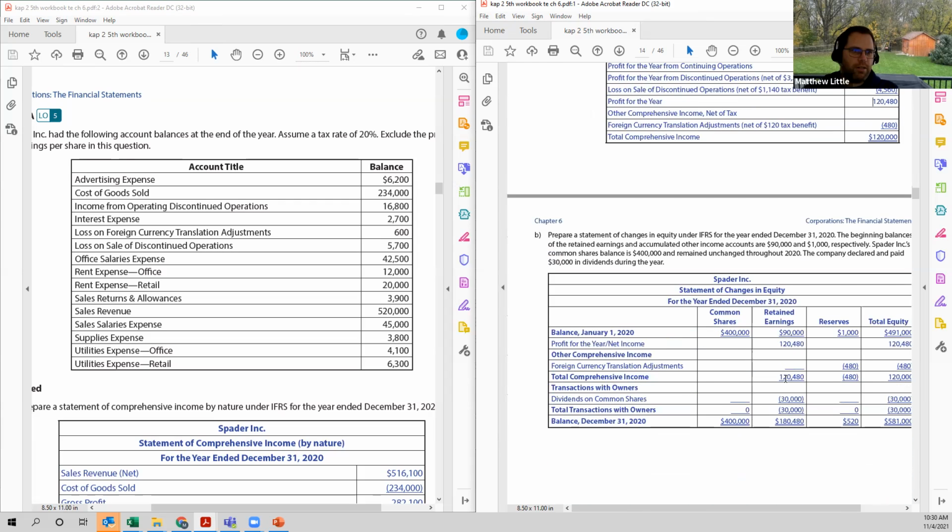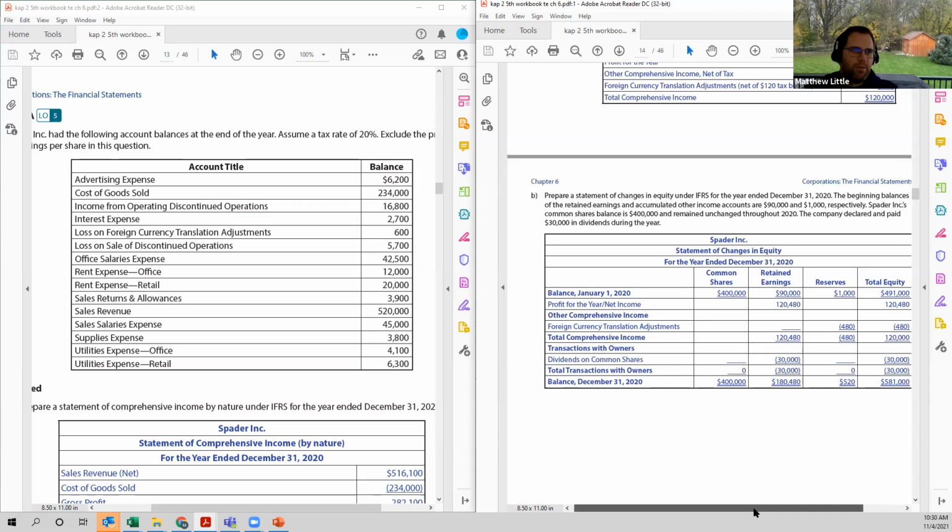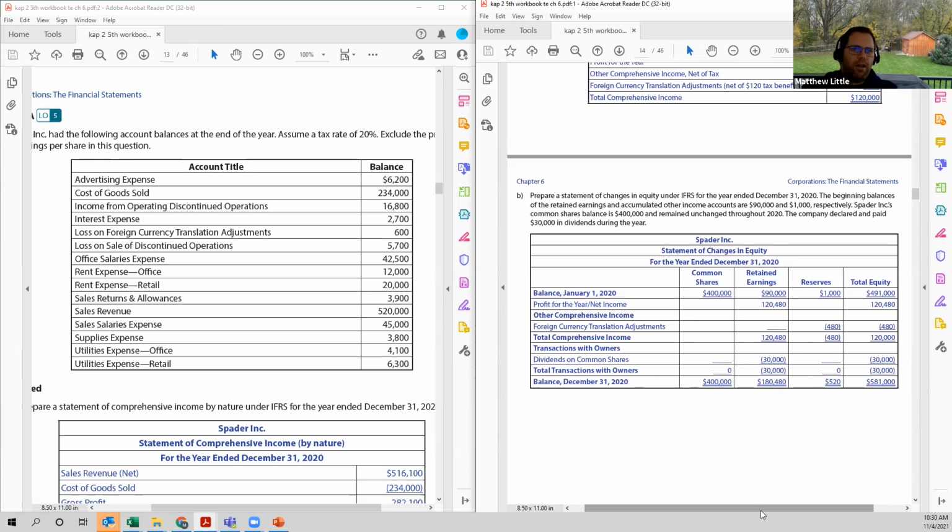Moving on to the next part, we're asked to prepare a statement of changes in equity under IFRS for the year ended December 31st, 2020, and the beginning balances of retained earnings and the accumulated other income accounts are $90,000 and $1,000 respectively. Spader Inc.'s common shares had a balance of $400,000, and they were unchanged throughout the year. The company declared and paid $30,000 of dividends in the year.